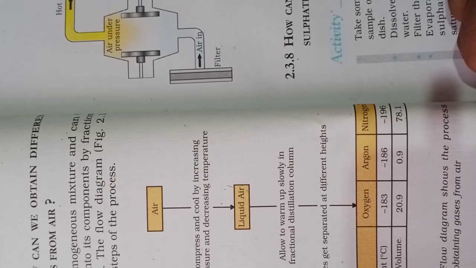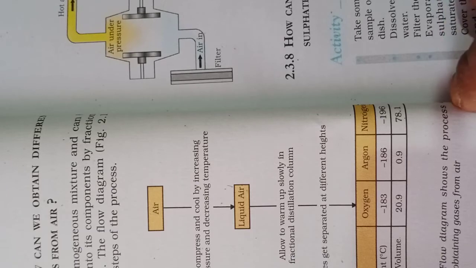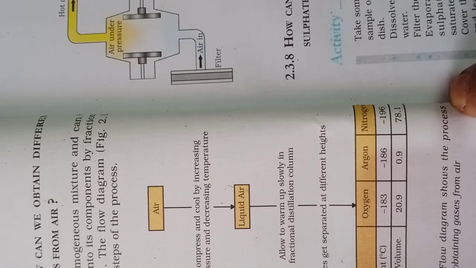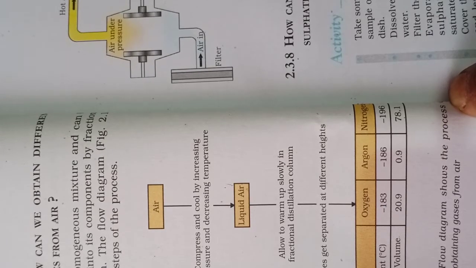So you will get oxygen when the temperature reaches minus 183 degrees Celsius, and argon you will get at minus 186 degrees Celsius. Nitrogen you will get at minus 196 degrees Celsius. The percentage of oxygen present in air is 20.9, argon is 0.9, and nitrogen is 78.1. So by using this we can separate out the mixture of air.